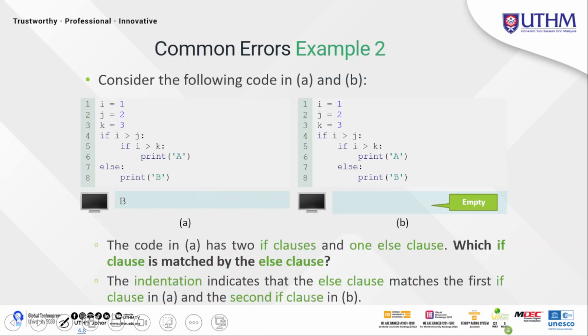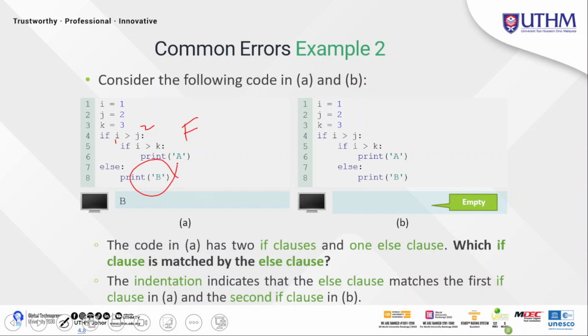Next, error. Consider the following code in A and B. i equal to 1, j equal to 2, k equal to 3. If i is greater than j, we'll go for another condition: i is greater than k, print A, else print B. So in this case, i is 1, j is 2. 1 is greater than 2? No. So the condition is false. Then it will go for the final output, print B.